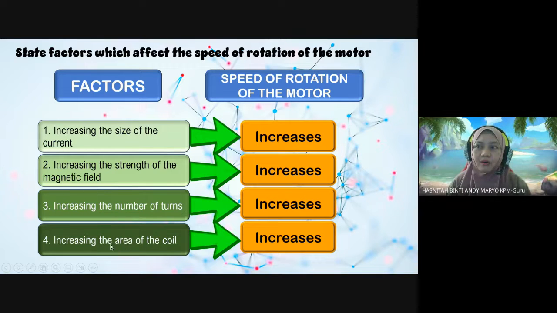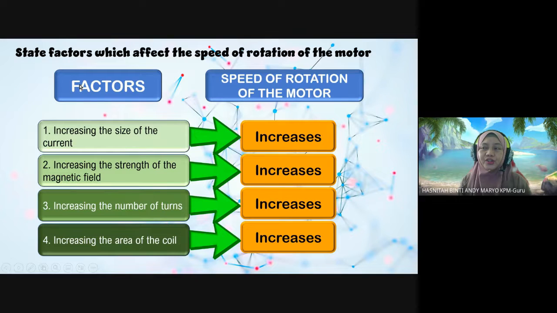Okay, students, when we increase the area of the coil, what happens to the resistance of the coil? We learned this in chapter 3 also. Increasing the area of the coil means we are using a thicker coil. So what happens to the resistance? Resistance will be lower, right? Yes, very good. Lower resistance means higher current along the coil, so the speed of rotation will be higher.